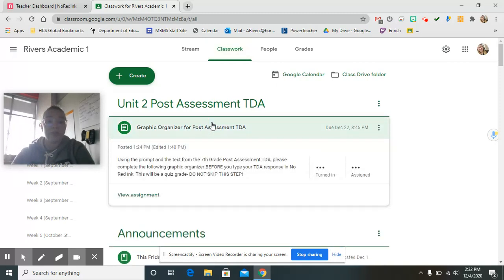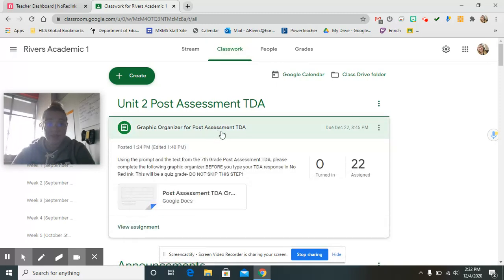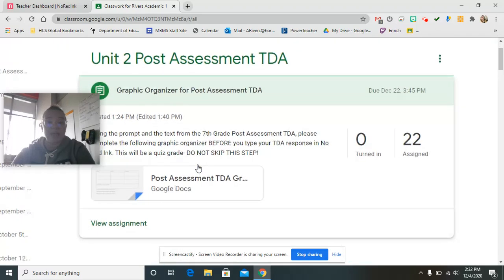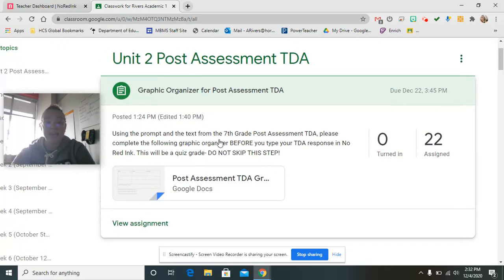When you click on the graphic organizer underneath that topic, it'll say, using the prompt and the text from the 7th grade post-assessment TDA, please complete the following graphic organizer before you type your TDA response in NoRedInk. This will be a quiz grade. Do not skip this step. If you notice up here in the corner, it is due December 22nd at 3:45 p.m. That is our last day of school before the winter break.